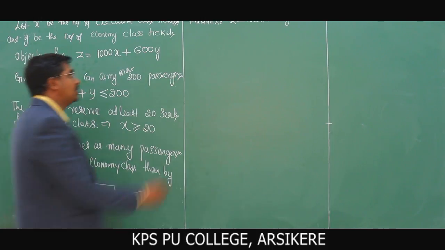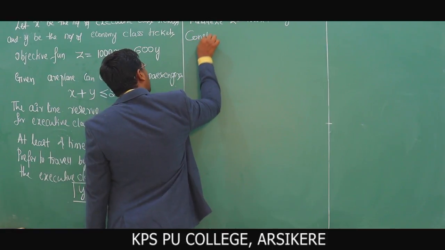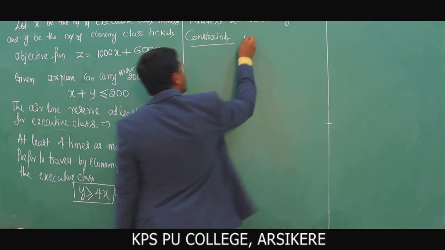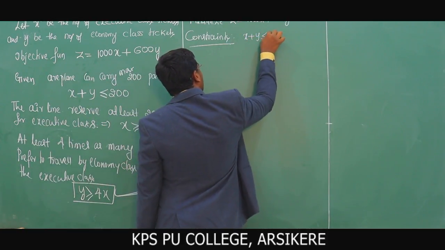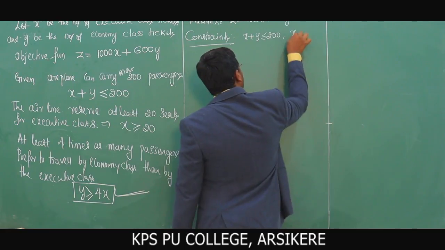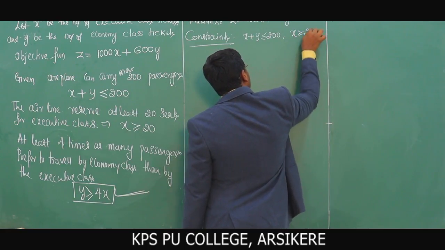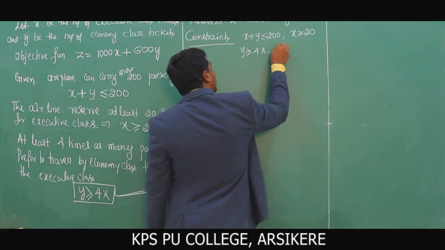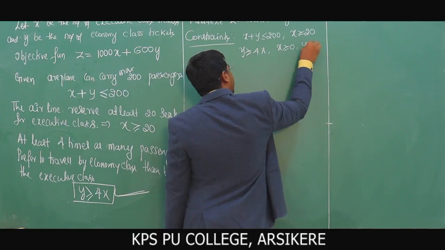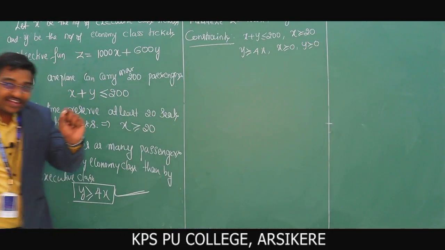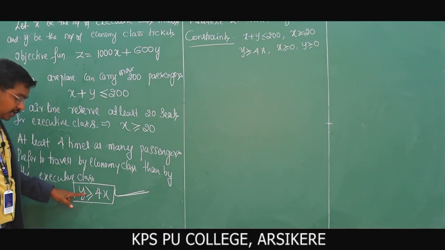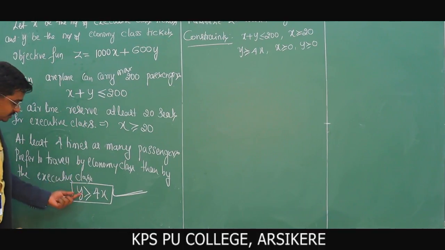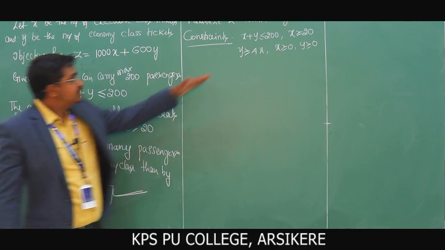That is the objective function. So what are the constraints here? First one is x plus y less than or equal to 200. Second one x greater than or equal to 20. Third one y greater than or equal to 4x, and x greater than or equal to 0, y greater than or equal to 0. They are the non-negative constraints. Clear? This is very important, y greater than or equal to 4x. So these are the constraints.